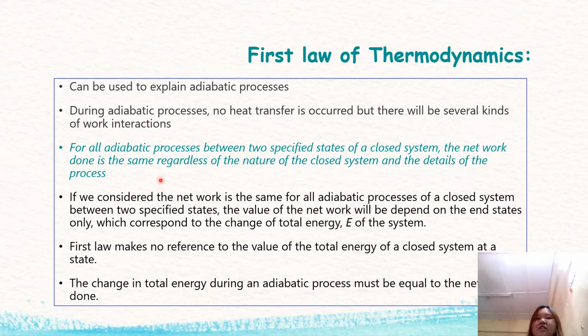If the net work is the same for all adiabatic processes of a closed system between two specific states, the value of the net work will depend on the end states only, which corresponds to the change of total energy E of the system. The first law makes no reference to the value of the total energy of a closed system at a state, and the change in total energy during an adiabatic process must be equal to the net work done.